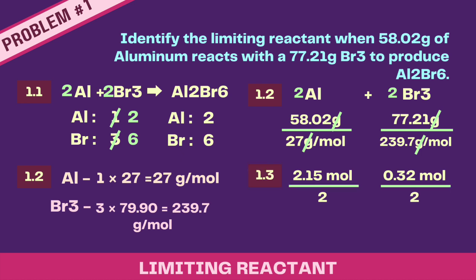Then step 3. Divide them by their coefficients. Al has 2 as well as Br3. So, 2.15 moles divided by 2 equals 1.075 mole. For bromine, 0.32 moles divided by 2 equals 0.16 mole. For the final step, the limiting reactant is the smaller number. Therefore, 0.16 is the limiting reactant in this problem.